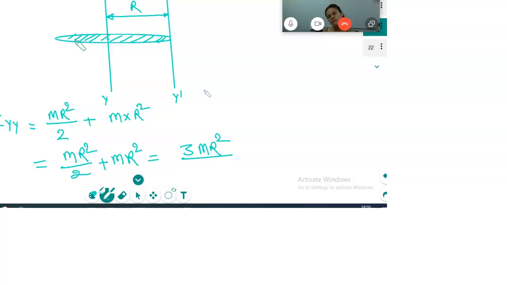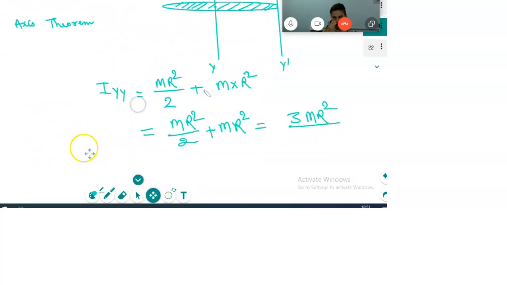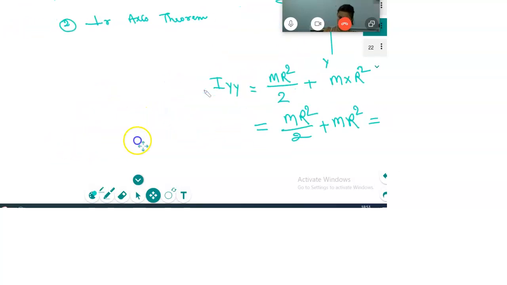Suppose the axis is here, we will multiply this distance square. If here, we will multiply that distance. Is it clear? So whenever we apply the parallel axis theorem, one axis should pass through the CG, center of gravity. Is it clear?